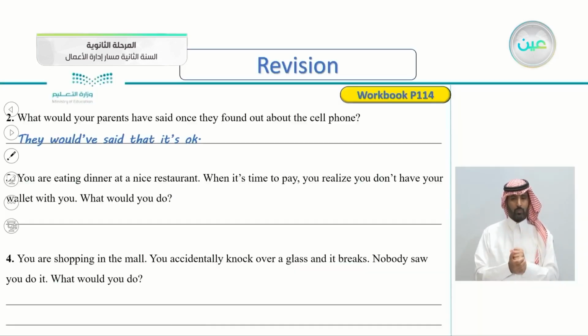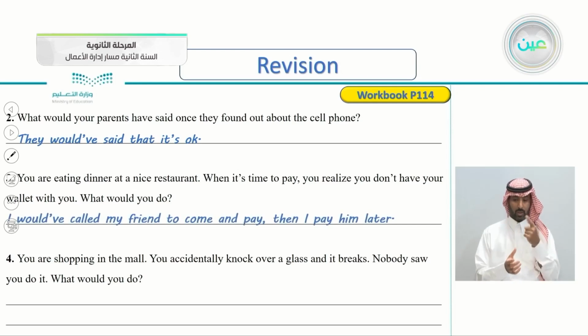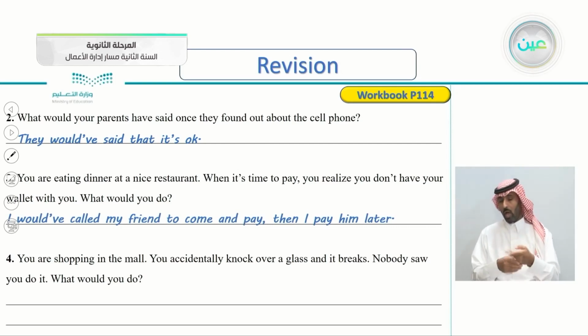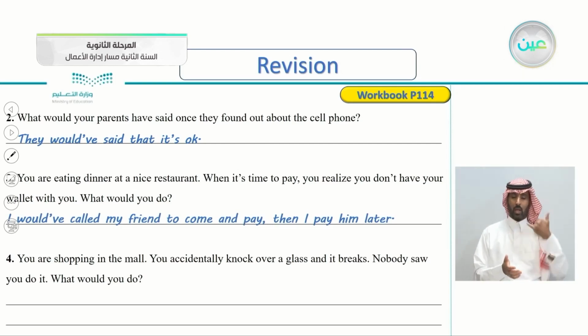So let's see one of the correct answers here. I would have called my friend to come and pay, then I will pay him later. And also here the if clause is implied, because you say if I forgot my wallet when I'm at a restaurant, I would have called my friend to come and pay.